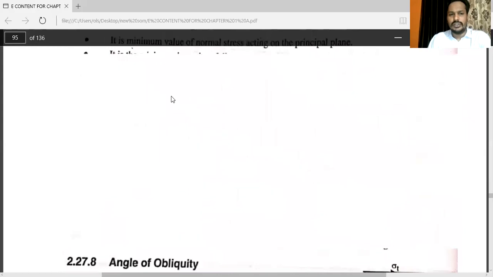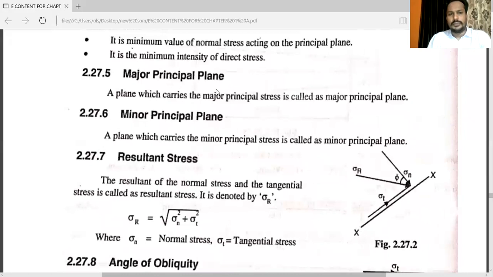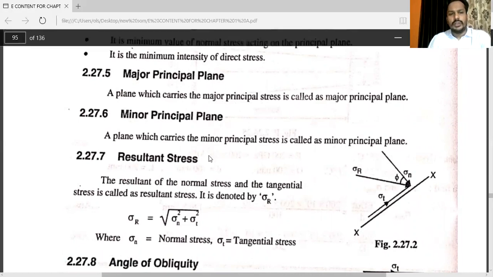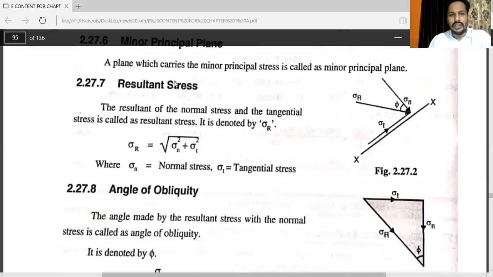The next, major principal plane. A plane which carries the major principal stress is called the major principal plane. What is a minor principal plane? A plane which carries the minor principal stress is called the minor principal plane. What is resultant stress?